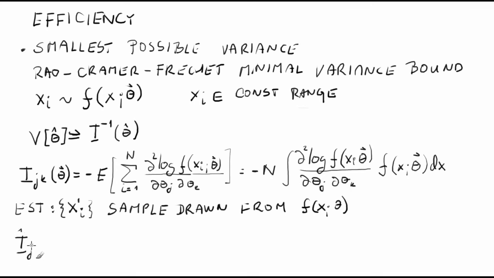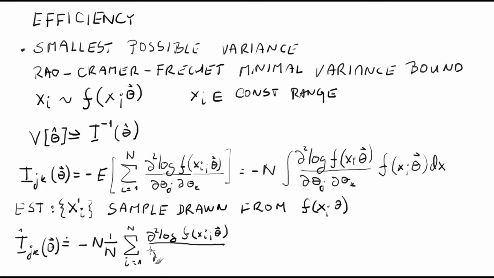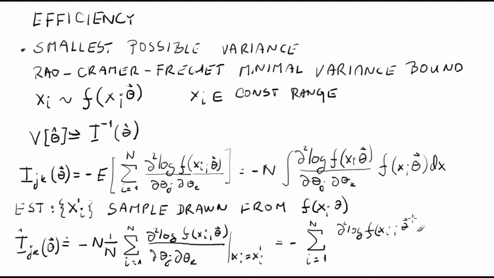I hat sub jk of theta vector equals approximately minus n times 1 over n times the sum from i equals 1 to n of the second partial derivative of log of f of xi with parameter theta vector by d theta j d theta k evaluated at xi equals xi prime. And that equals the sum from i equals 1 to n of the second partial derivative of log of f of xi with parameter theta over d theta j d theta k evaluated at xi equals xi prime.